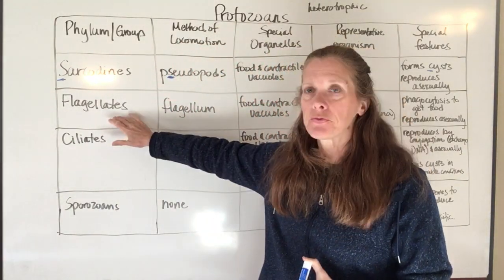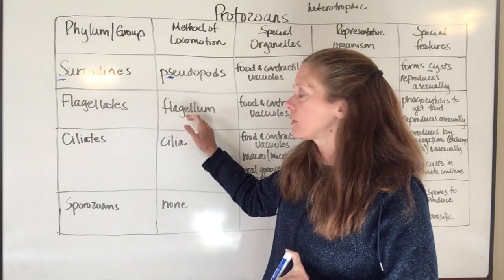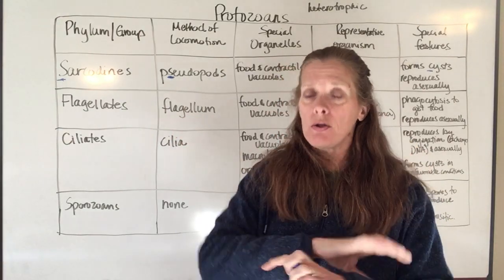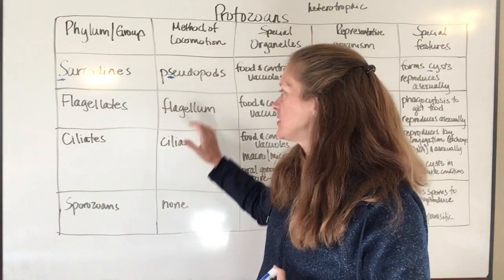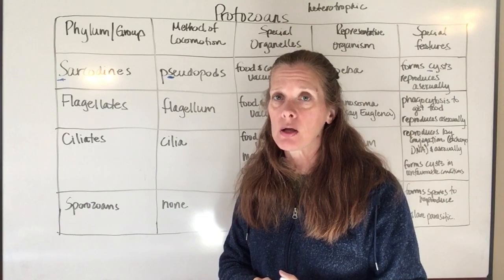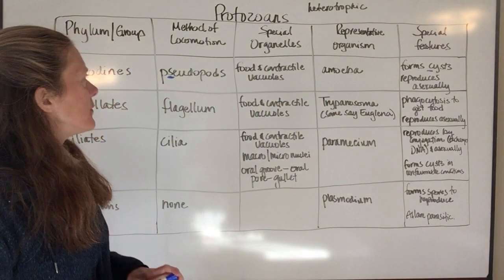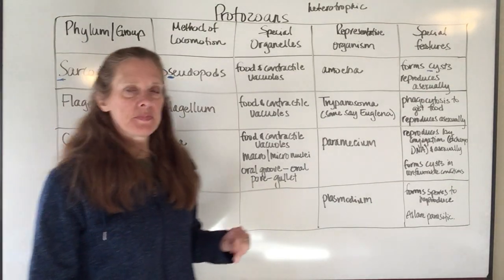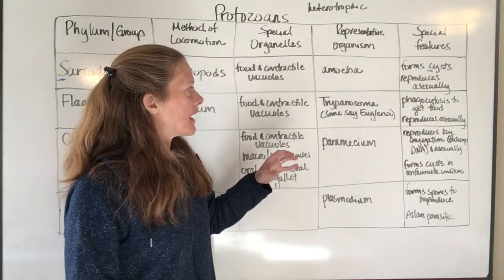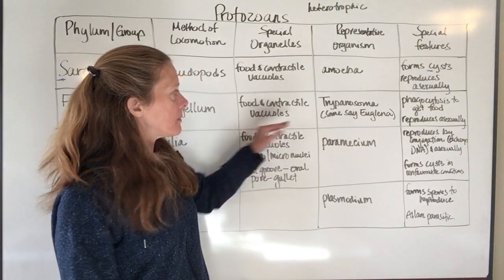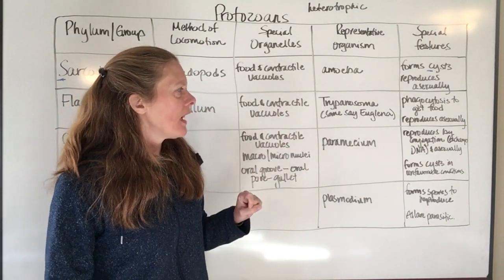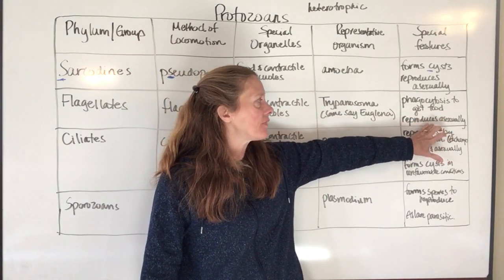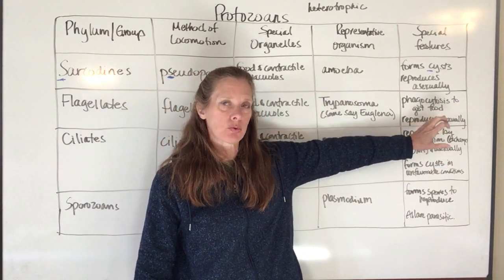Moving on to the flagellates, their method of motion is going to be a flagellum, which is going to be this really long whip-like extension. Some of them are going to have two flagella in place of just one. They also are going to have food and contractile vacuoles. The one organism that you really focused on when you read about these was Trypanosoma. Just like Euglena, they use phagocytosis to get food, and they also are going to reproduce asexually.